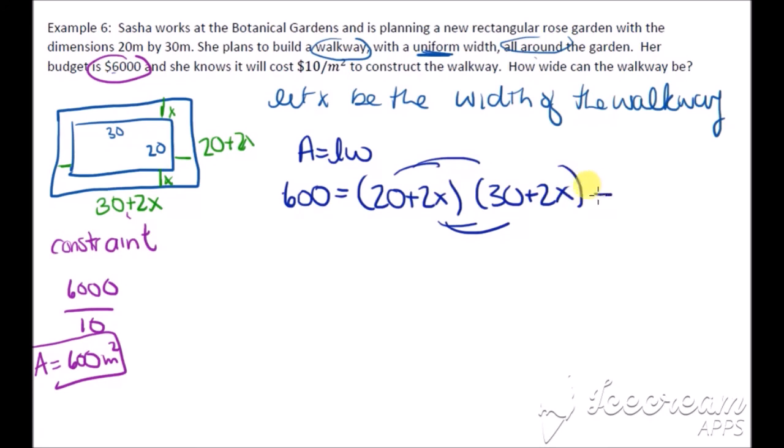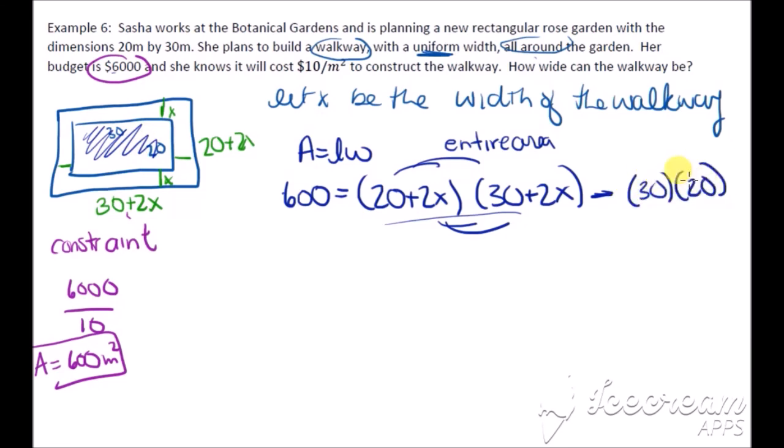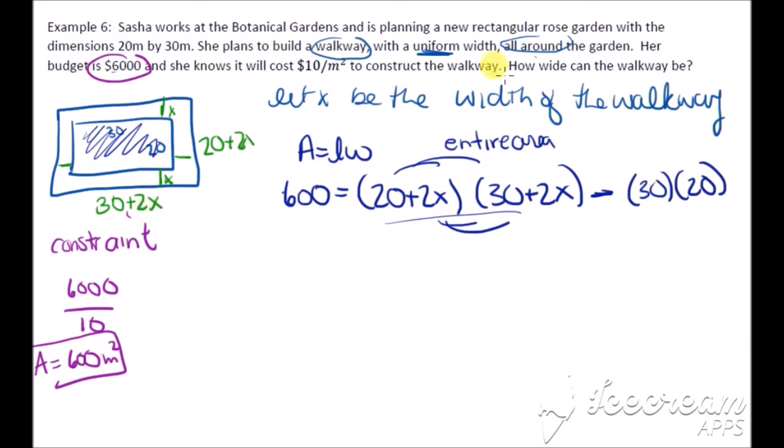So this is actually a little bit different. So this here is the area of the entire area. We actually have to subtract the area of the middle, which is 30 times 20. And the reason why we have to subtract the area of the middle is because we're only talking about the budget of $6,000 just for the walkway. So she doesn't have to redo the garden. Okay, and we can see that here, construct the walkway. So yeah, we have to subtract the middle area out of that.